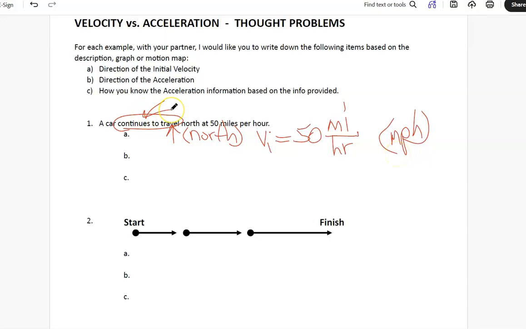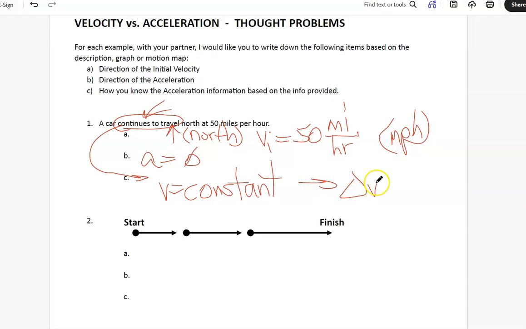What is our acceleration? Well, continues to travel means it's not changing its velocity. So by definition, since the velocity is not changing, that means acceleration is 0. Our clue that tells us acceleration is 0 is literally the phrase continues to travel. It's not changing its direction. It's not changing its speed. Therefore, it's not changing its velocity. If the velocity is constant, then that means the change in velocity is 0, and that means acceleration is 0 as well.